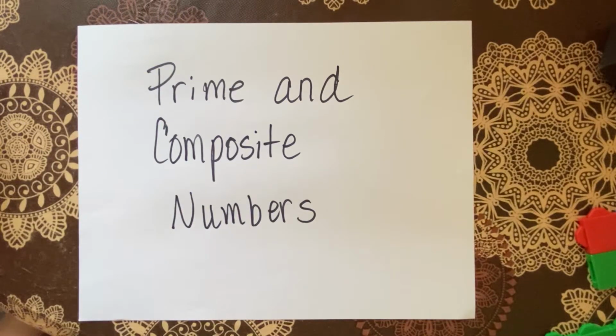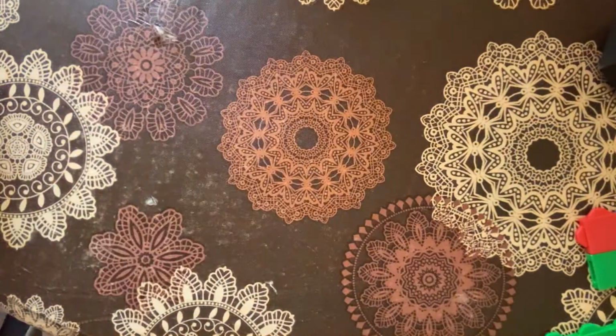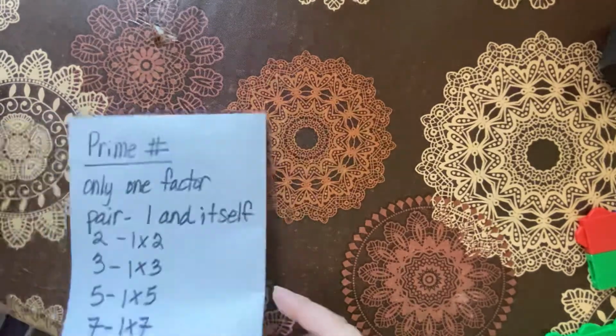This video is going to review the vocabulary words of prime and composite numbers and show you some strategies that you can use to tell whether a number is prime or composite. So first of all, let's review our two vocabulary words.